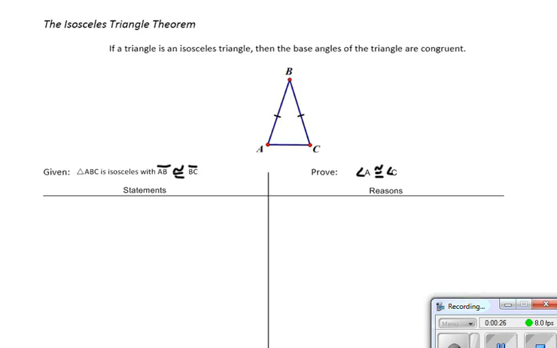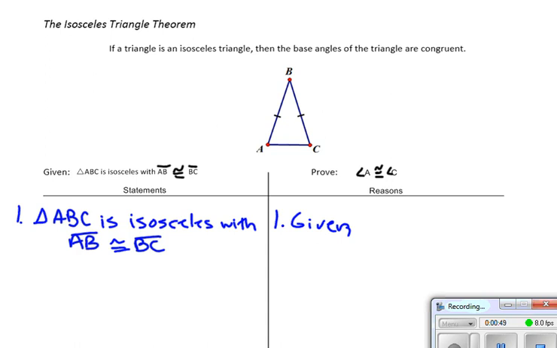The first theorem that we're going to prove states that if a triangle is an isosceles triangle, then the base angles of the triangle are congruent. We have this figure given, and so our given would be that triangle ABC is isosceles with AB congruent to BC. Our job then is to prove that angle A is congruent to angle C. Our first step in any proof will always be our given, so we have that step in there.